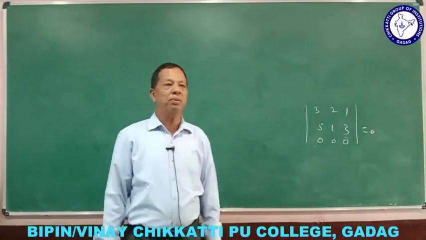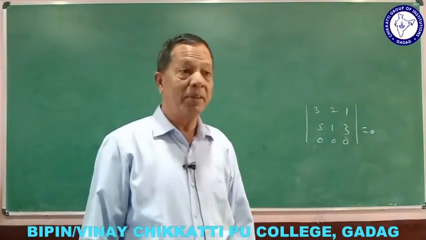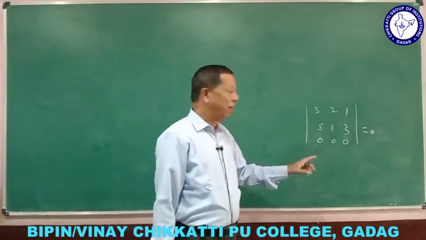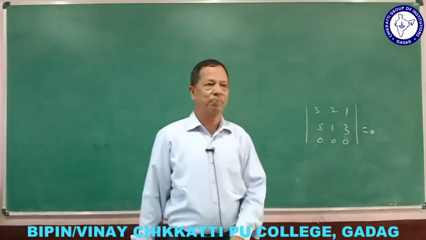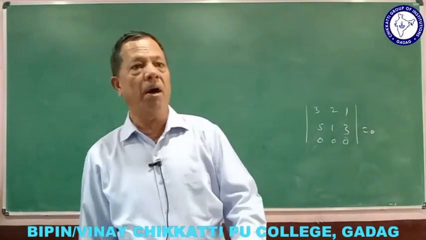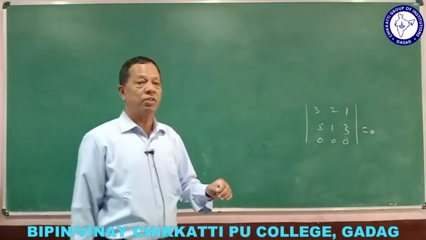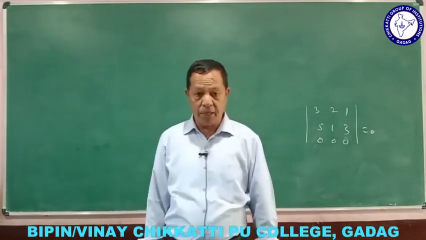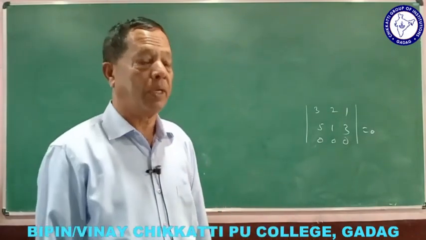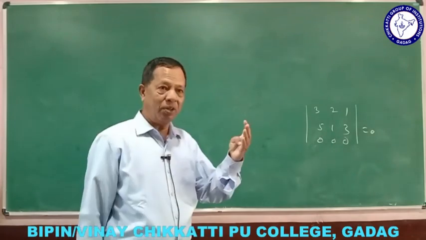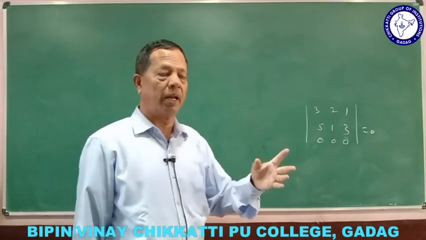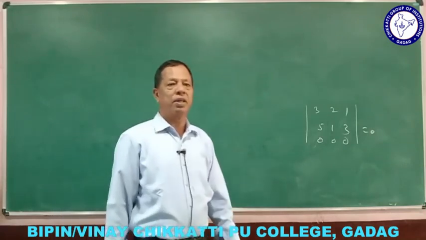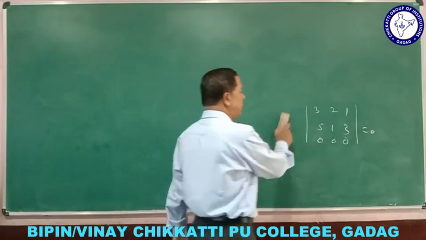Its value is also 0. Why is it 0? Here the property says, in any row or column, all elements are zeros. In any row or any column, if all the elements are zeros, then the value of the determinant is 0. And try to understand how this is to be taken. And one property, 2 rows or 2 columns are identical. Another property, in a row or column, all the elements are zeros, then the value of the determinant is 0.